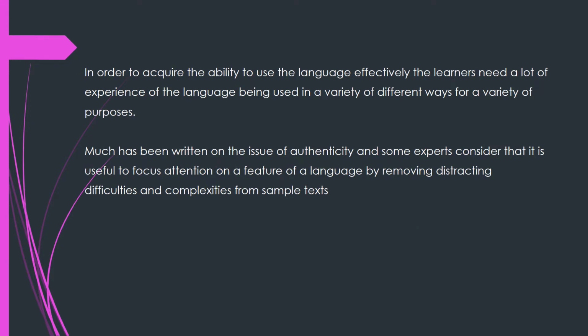In order to acquire the ability to use the language effectively, the learner needs a lot of experience of language being used in a variety of different ways for a variety of purposes. Much has been written on the issue of authenticity, and some experts consider that it is useful to focus attention on features of the language by removing distractions, difficulties, and complexity from sample texts.